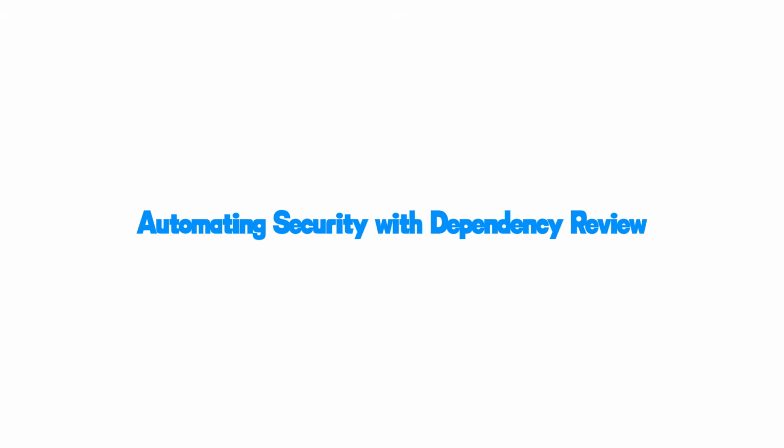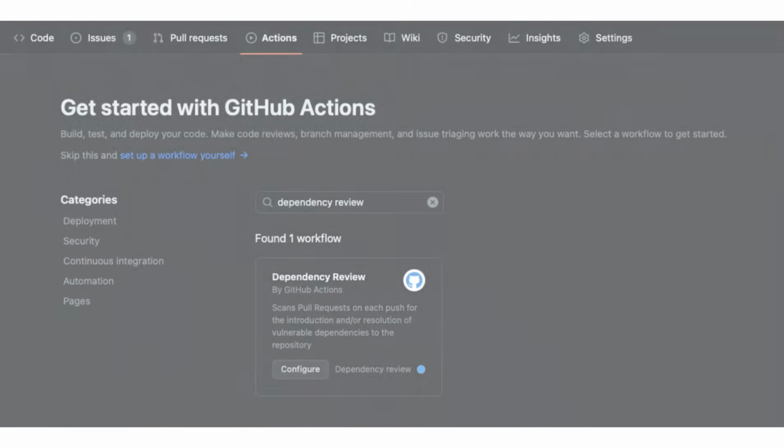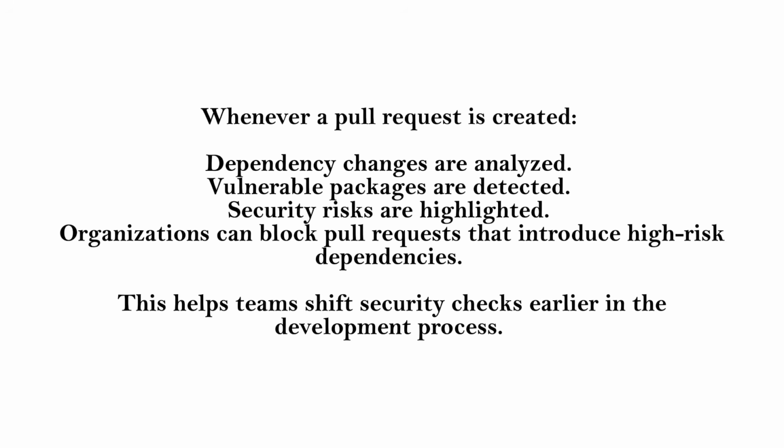Automating security with dependency review. Dependency review can be integrated into GitHub Actions workflows. Whenever a pull request is created, dependency changes are analyzed, vulnerable packages are detected, and security risks are highlighted. Organizations can block pull requests that introduce high-risk dependencies. This helps teams shift security checks earlier in the development process.